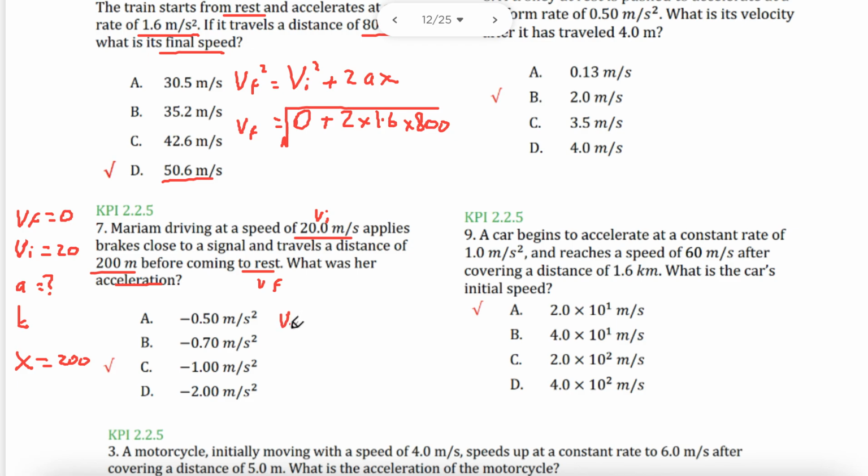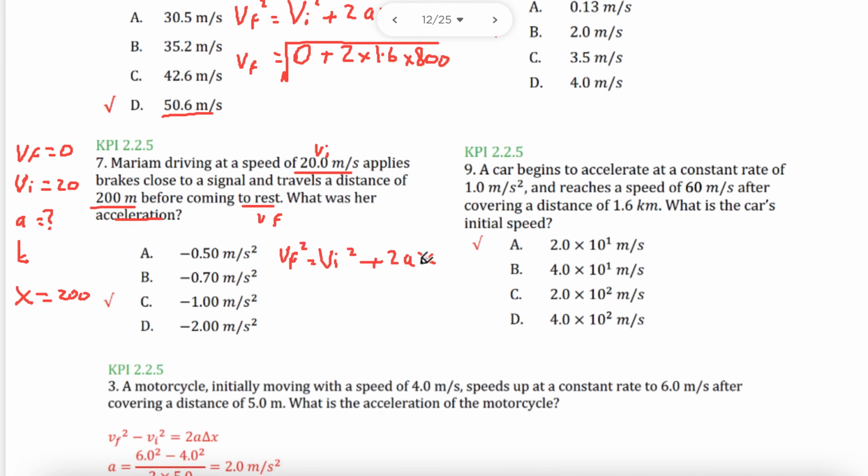So we will do VF squared equals VI squared plus 2AX. I need A. Now, you can do shift solve in your calculator, like I've shown you before, or you can rearrange. Let's put the numbers in and see what happens. VF, that's 0, equals VI, VI is 20, so 20 squared plus 2A multiplied by 200. All right, very nice. Now, you can do shift solve to get your answer, or you can rearrange. Why don't we rearrange? I'm going to isolate A.